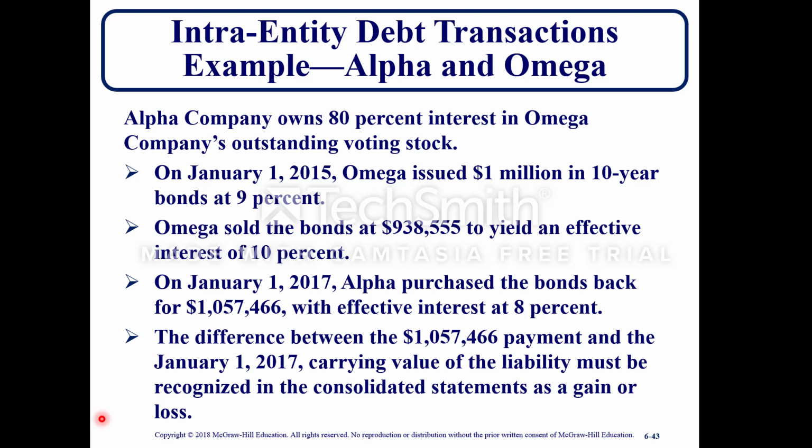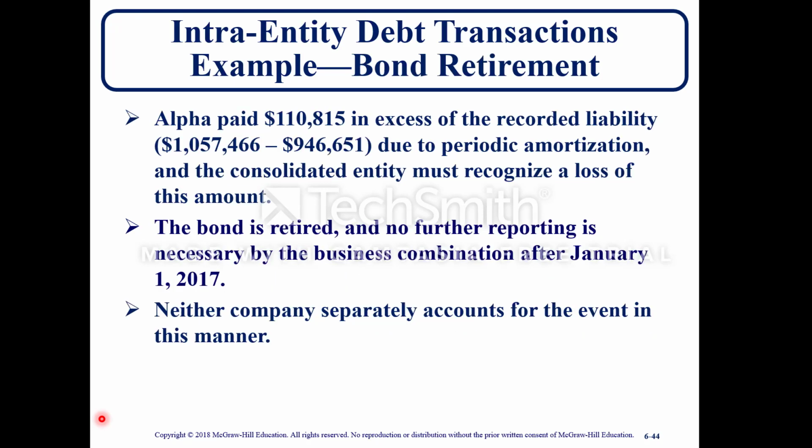The difference between the $1,057,466 payment and the January 1st, 2017 carrying value of the liability must be recognized in consolidated statements as a gain or loss. Alpha paid $110,850 in excess of the recorded liability, and here you have the equation. Due to periodic amortization, the consolidated entity must recognize a loss of this amount. The bond is retired. No further reporting is necessary by the business combination after January 1st, 2017. Neither company separately accounts for the event in this manner.